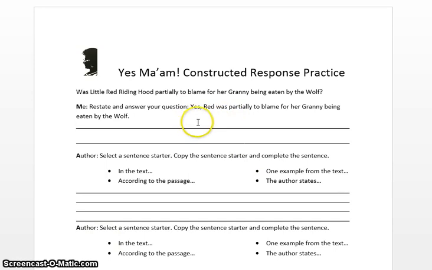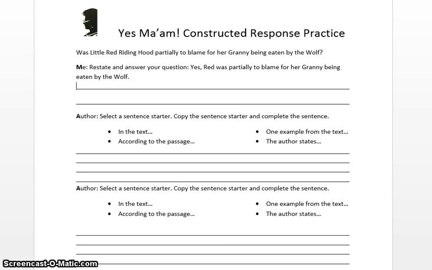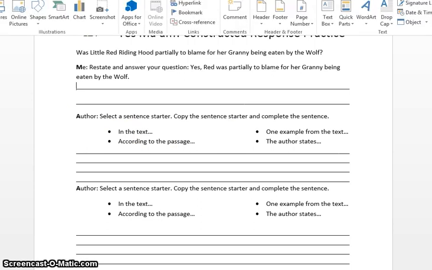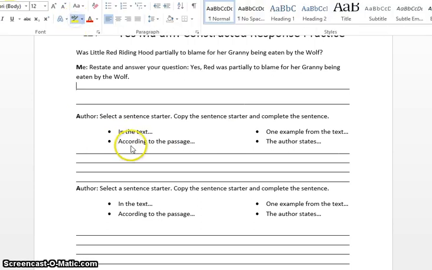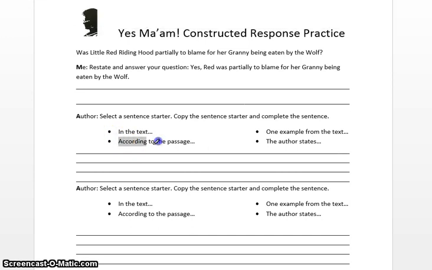So you can see here that I put my answer, and then I took words right out of the question, and I put them here as part of my answer. That's called restating the question. Now I'm going to select a sentence starter for my second sentence because I have to have details from the text to support my answer. And I'm going to use this one right here.